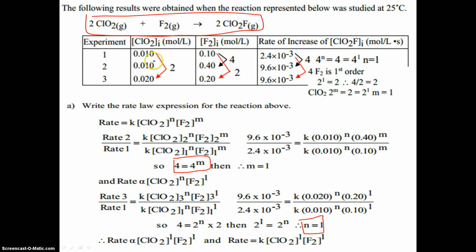Again, you're just looking at two things which are different. So if you're trying to solve for ClO2 and use these two right here, that wouldn't get you anywhere because these are the same values. You need to use two values which are different. So for ClO2, what they did was they used 3 and 1.